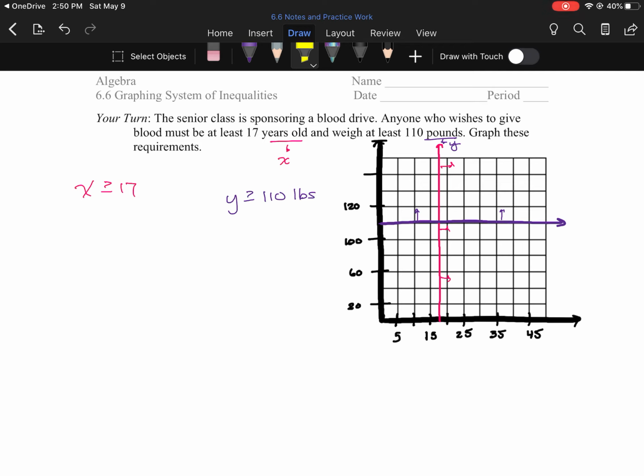So therefore you can see the double shaded region. It's going to be right there. And again, it will continue up and to the right. All right, so take a moment, make sure you understand this, and then go ahead and start your practice.